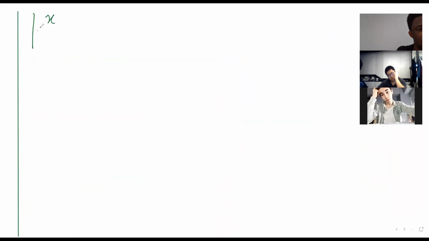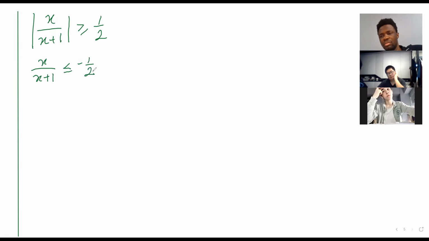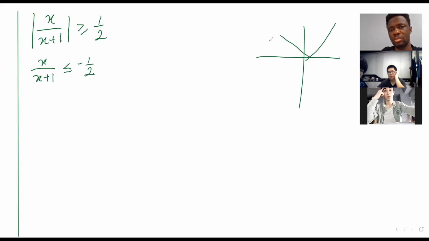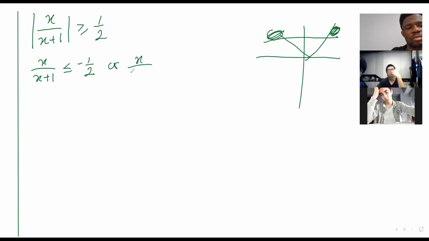Absolute value of x over x plus 1 is greater than or equal to 1/2. Of course, from what we have done, you can say x over x plus 1 will be less than or equal to minus half, the extreme, right? Let's remember this picture. So this part and this part, or x over x plus 1 is greater than or equal to 1/2, which is this part.